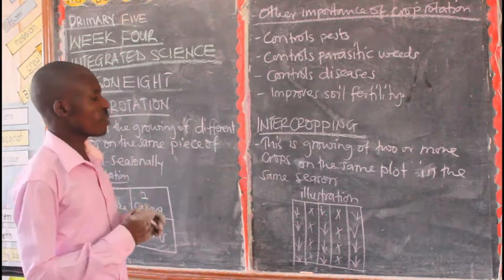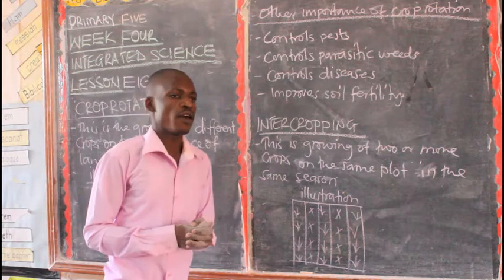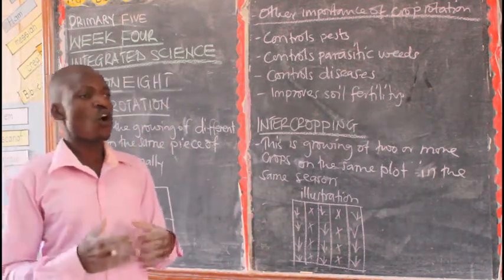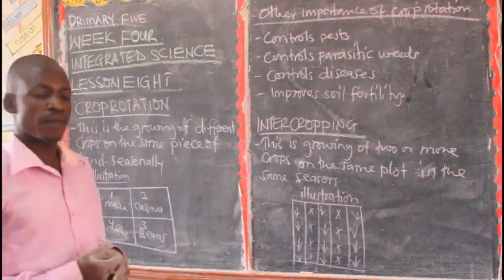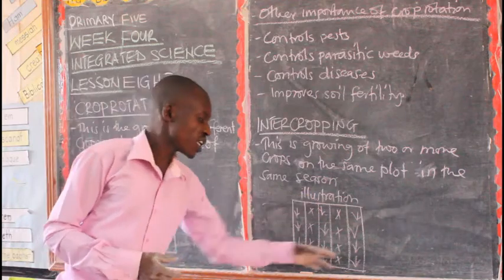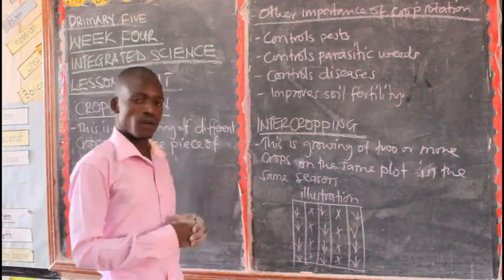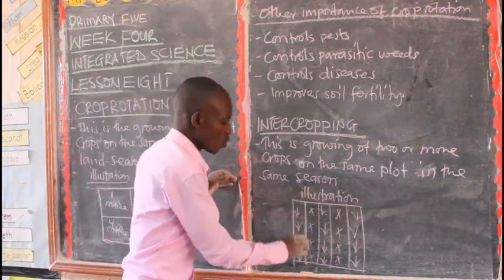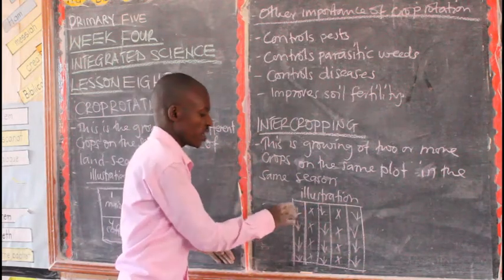Then we have another method of controlling soil erosion called intercropping. When we talk about intercropping, it's the growing of 2 or more crops on the same plot in the same season. I have my plot here, and I'm growing different crops in the same plot in the same season. So what I do, I have my 2 crops. Maybe I'm having coffee or banana. We assume this one's banana plantation.